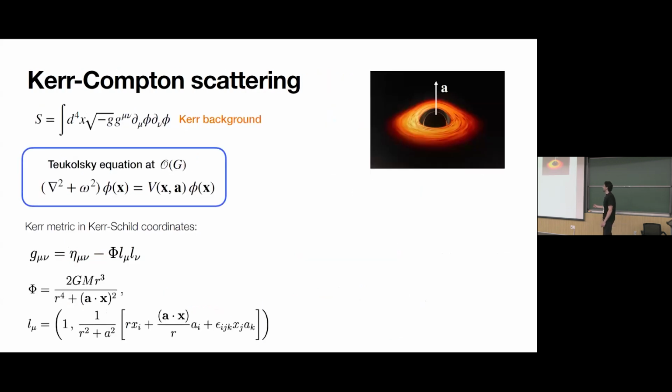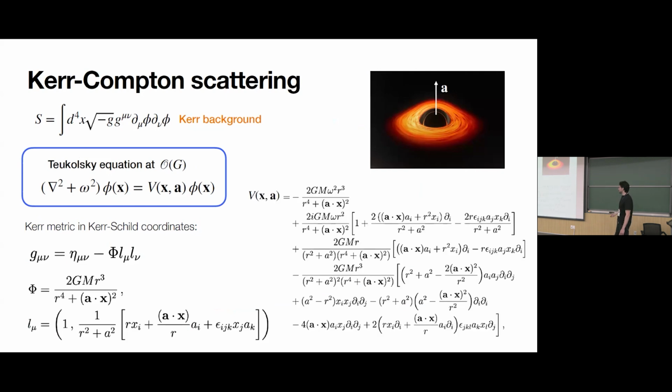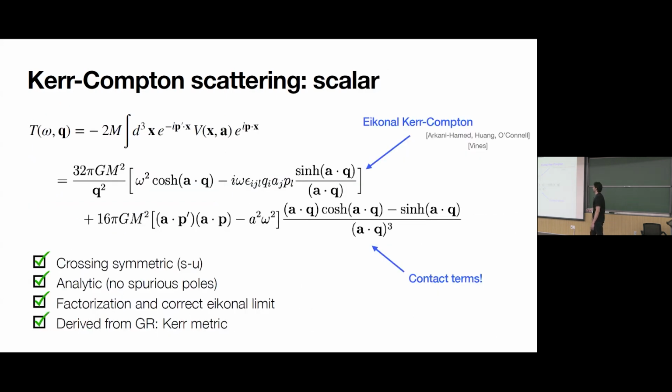So in a Kerr background, we have another vector, the spin vector. And we try to write the Teukolsky equation exactly in this form. And we use Kerr-Schild coordinates because it allows us to make everything covariant. So when you write it in this form, the potential looks like this simple expression. So the goal, if we want to do the same thing as I did before, is to take the Fourier transform of this. Let me not tell you how we did it, but you can do it. And this is the answer.